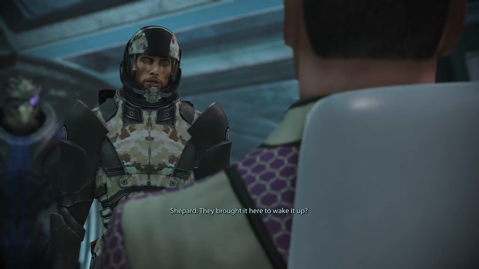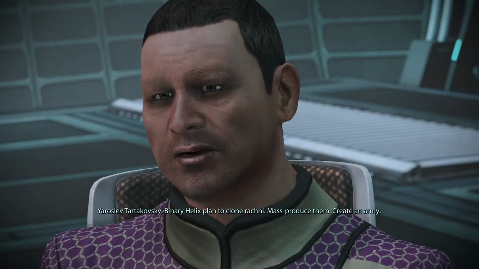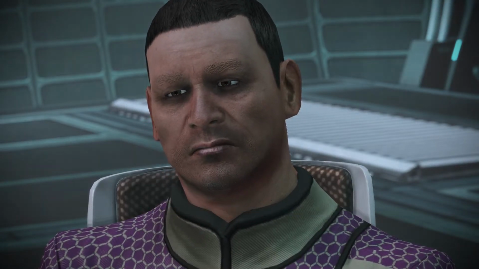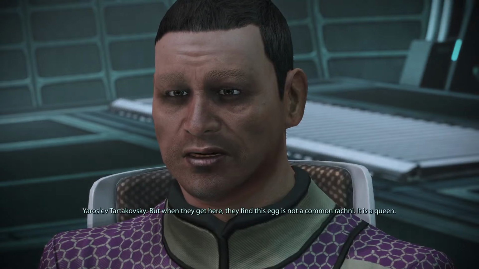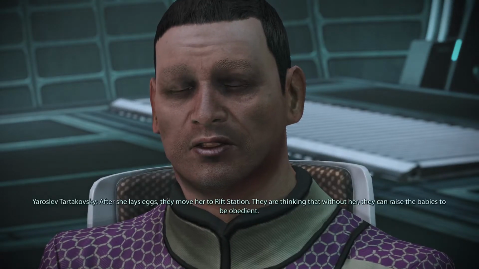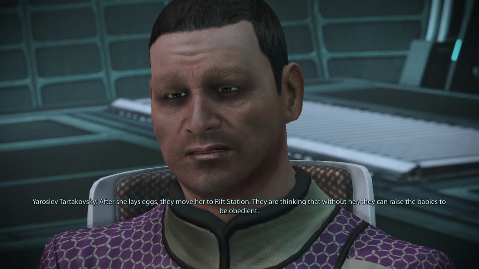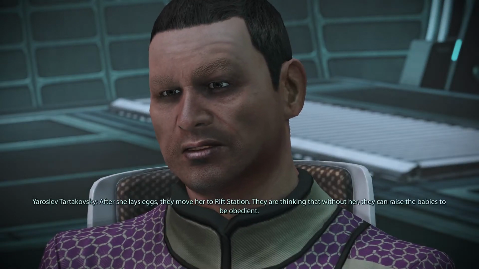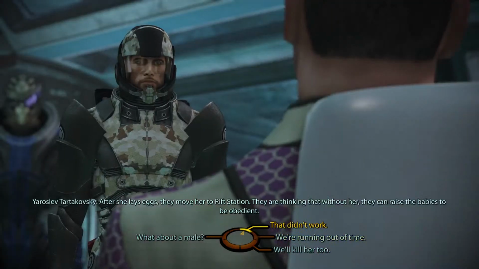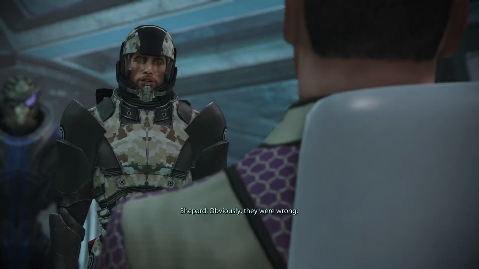They brought it here to wake it up? Binary Helix planned to clone Rachni, mass-produce them, create an army. But when they get here, they find this egg is not a common Rachni. It is a queen. After she lays eggs, they move her to Rift Station. They are thinking that without her, they can raise the babies to be obedient. Obviously, they were wrong.